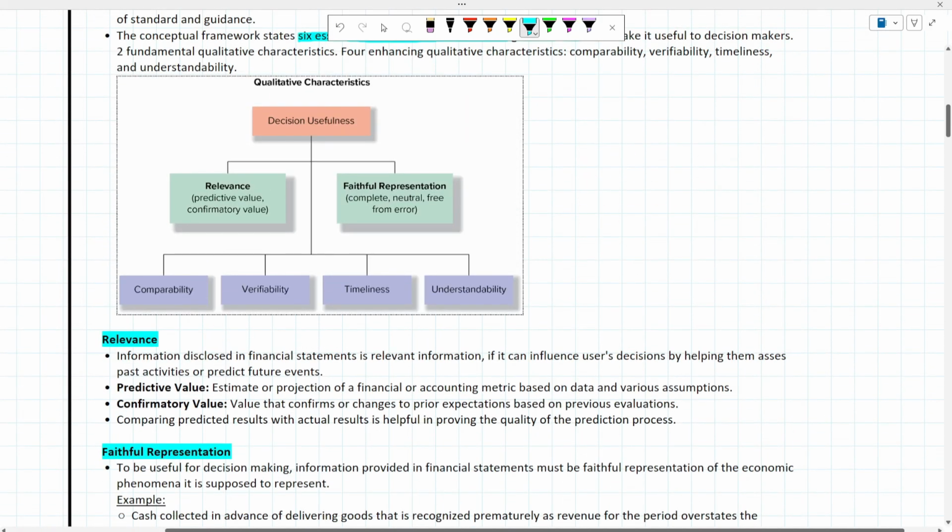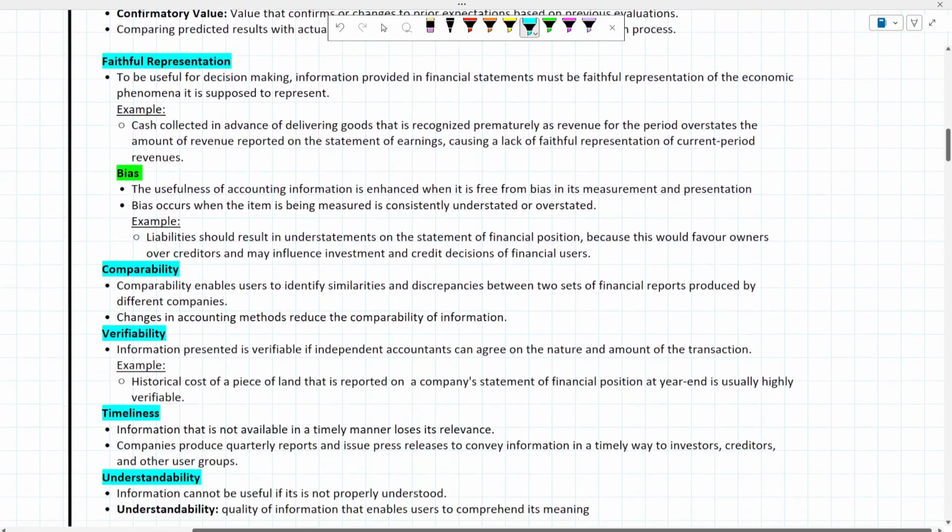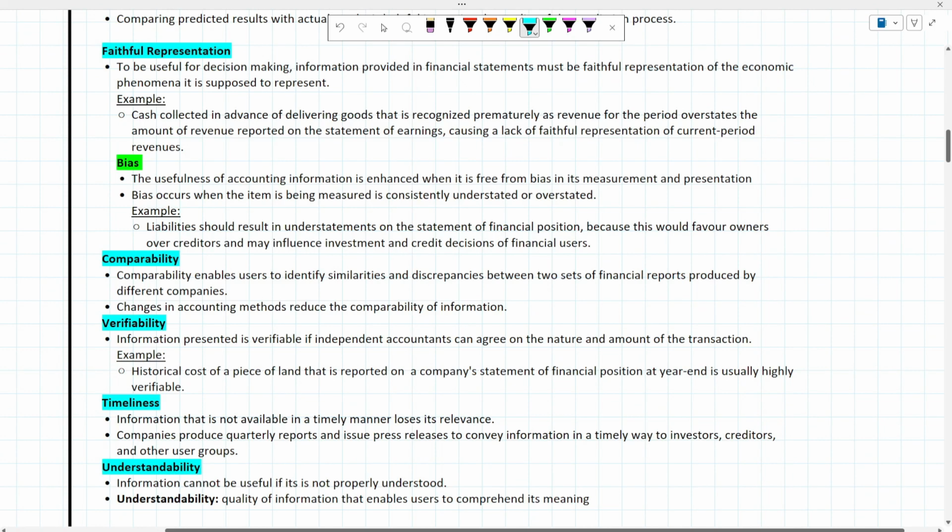So let's talk about the 4 enhancing qualitative characteristics. So comparability. Comparability enables users to identify similarities and discrepancies between 2 sets of financial reports produced by different companies. Changes in accounting methods reduce the comparability of information. Verifiability: information presented is verifiable if independent accountants can agree on the nature and amount of a transaction. An example of this is the historical cost of a piece of land that is reported on a company's statement of financial position at year end, which is usually highly verifiable.